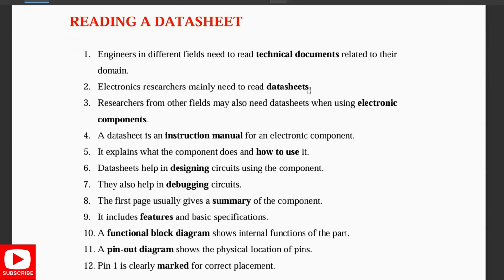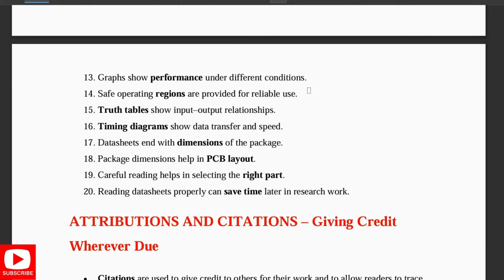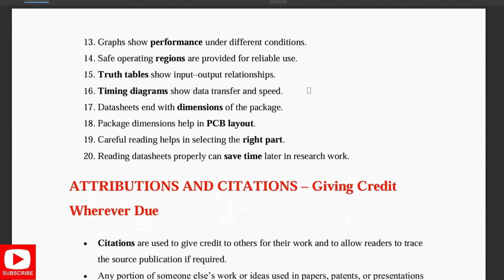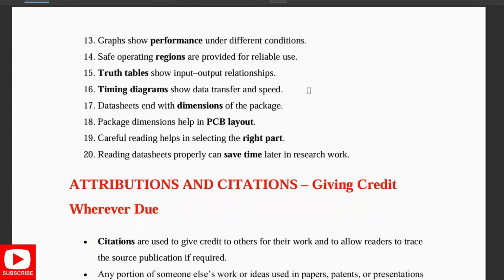It explains how to use the component and what qualities or specifications it has, helps in designing circuits using those components, and also helps in debugging. The first page usually gives a summary of the component. It includes features, basic specifications, a functional block diagram with the internal functions, and a pinout diagram if you are using any ICs. Then it is clearly marked with the correct performance. It also shows the safe operating regions, the voltages that have to be used, truth tables for the input-output relations, timing diagrams, and dimensions.